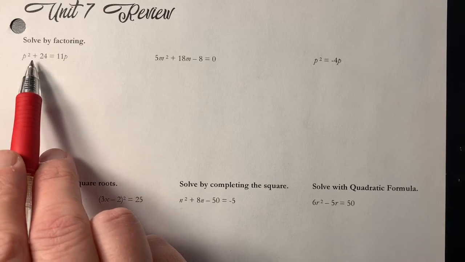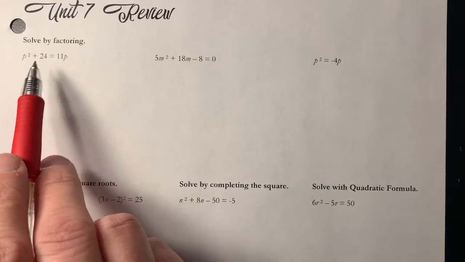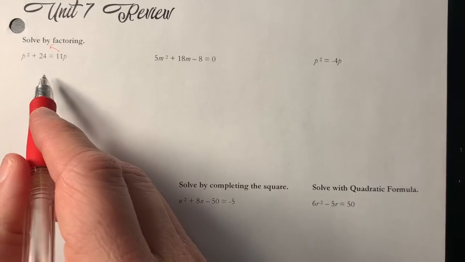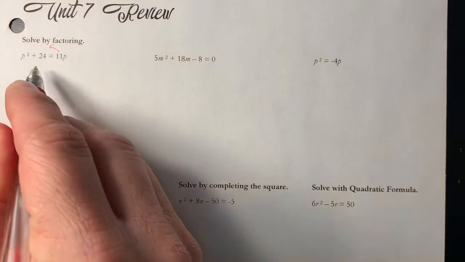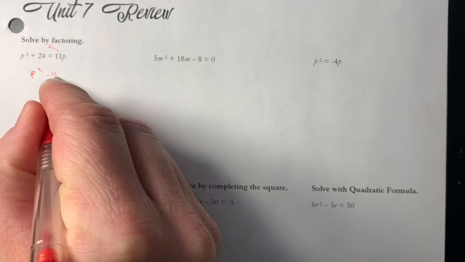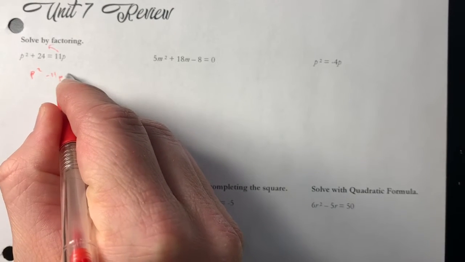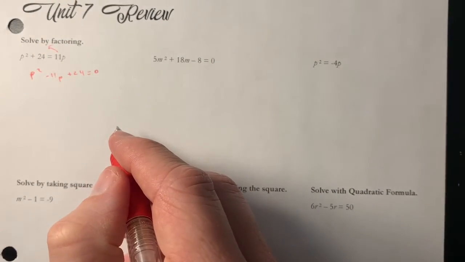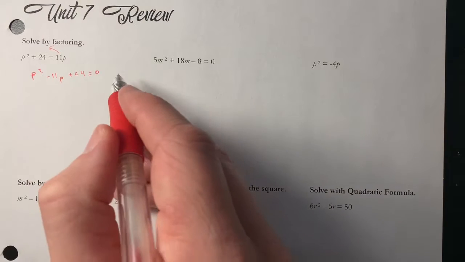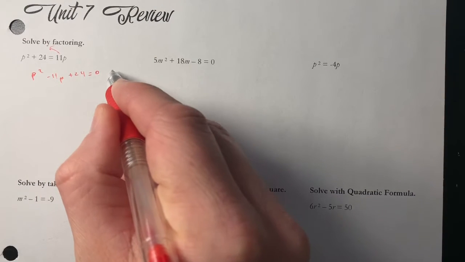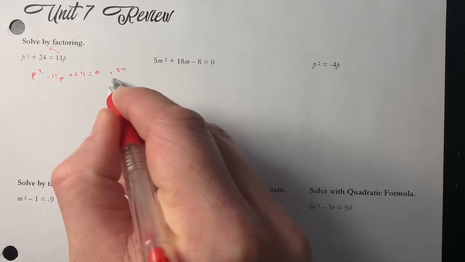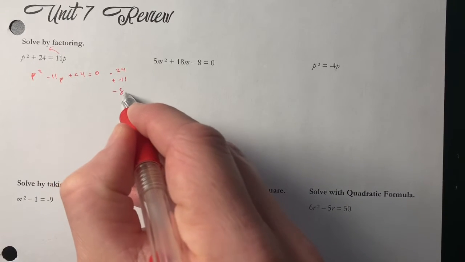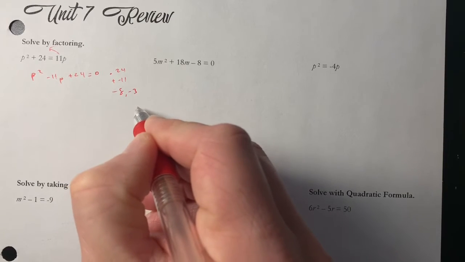In order to solve this by factoring, I want to get everything on one side, so I'm going to move this over to the left. So I'll have p squared minus 11p plus 24 equals 0. Now I'm looking for two numbers that multiply to make 24 and add up to negative 11. Those two numbers are negative 8 and negative 3.